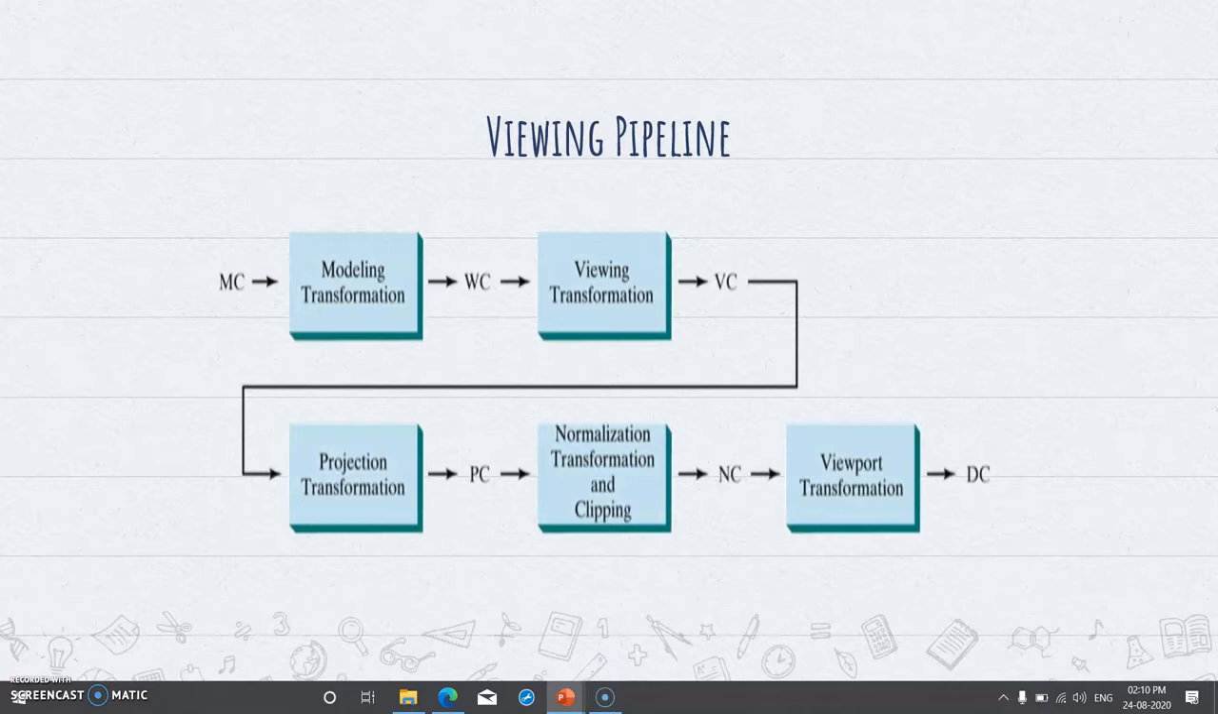This is the figure which shows modeling transformation, viewing transformation, projection transformation, normalization transformation and clipping, then viewport transformation. Here we have MCS modeling coordinates, WCS world coordinates, VCS viewing coordinates, PCS projection coordinates, NCS normalized coordinates, and DCS device coordinates.